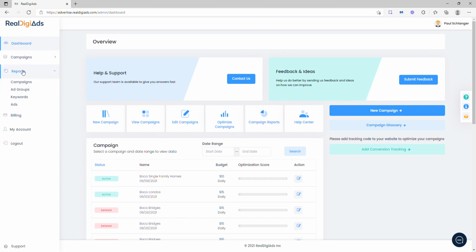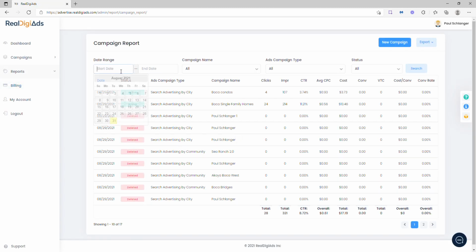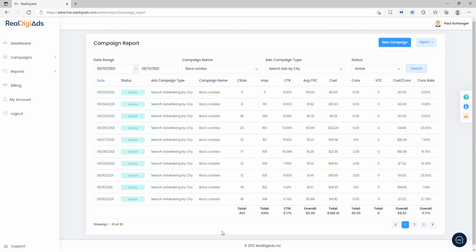Go to Reports and click on Campaigns. We started this on June 3rd. And let's run this for the month of June. This is a drop down that you can't see, and I'm selecting the name of the campaign. It's by city, and the status is active. These are the results from the month of June, our first month.